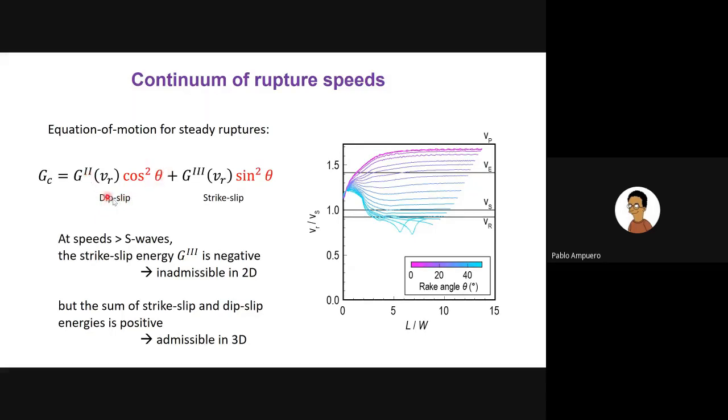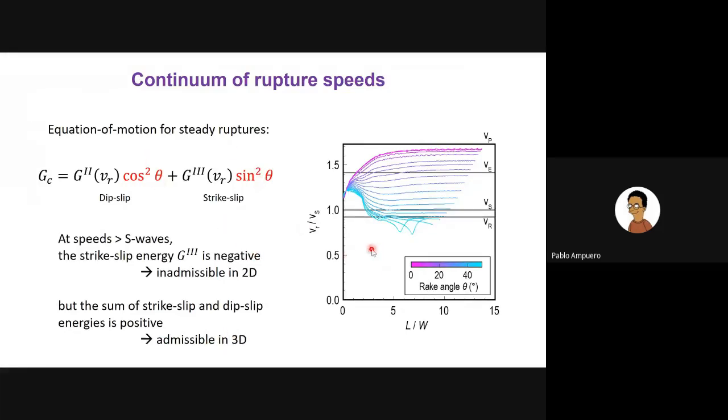is the sum of the contributions from the two components, the dip slip component and the strike slip component. When this is at rupture speeds that are larger than S-wave speeds, actually, the dip slip component of the energy is negative. So that makes it inadmissible in 2D. But in 3D, the sum of these two contributions is not negative, it is positive. So it is admissible in 3D. So it is actually this combination that makes it admissible in 3D.